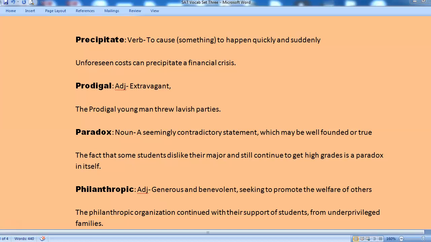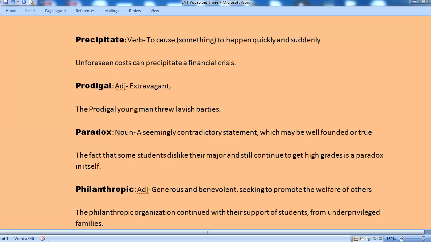Paradox. Paradox is a noun, a seemingly contradictory statement which may be well-founded or true. The fact that some students dislike their major and still continue to get high grades is a paradox in itself.